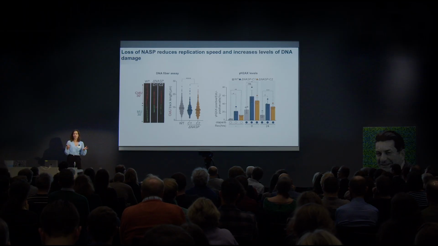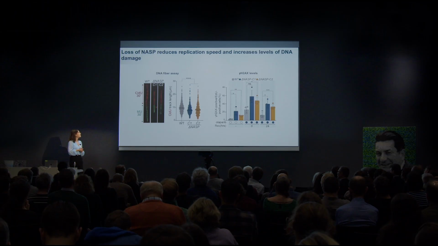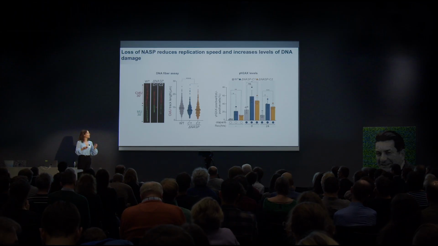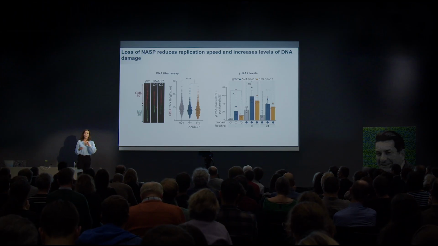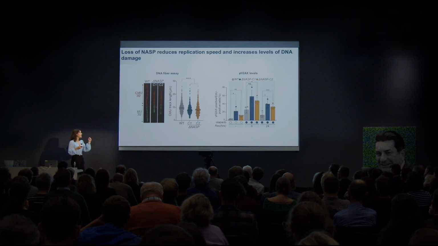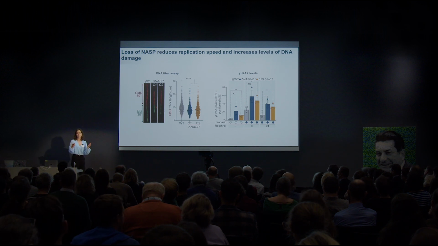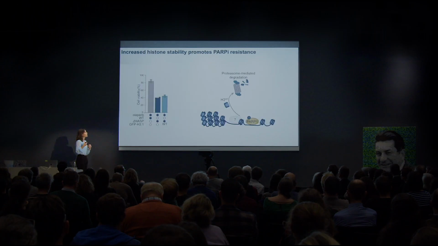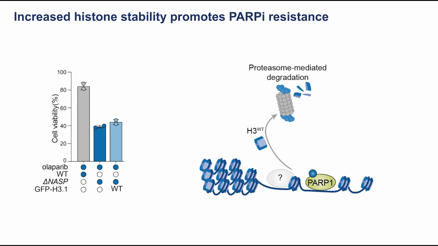Until now, I've shown you a couple of examples of how histone turnover might affect viability, but to directly prove that it is indeed the histone turnover that affects these phenotypes and not NASP having a different function, we performed the following experiment. We turned back to our cell viability, and if we overexpressed wild-type histone H3, this of course does not rescue viability of NASP knockout cells because these histones are degraded by the proteasome.